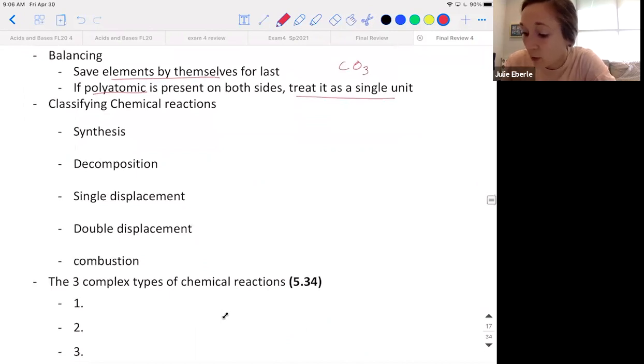Classifying chemical reactions. We did a whole lab on this, by the way. So if you want practice, you can just re-download the lab and practice. I mean, there's like 25. It's crazy. There's a lot of stuff to balance on there.